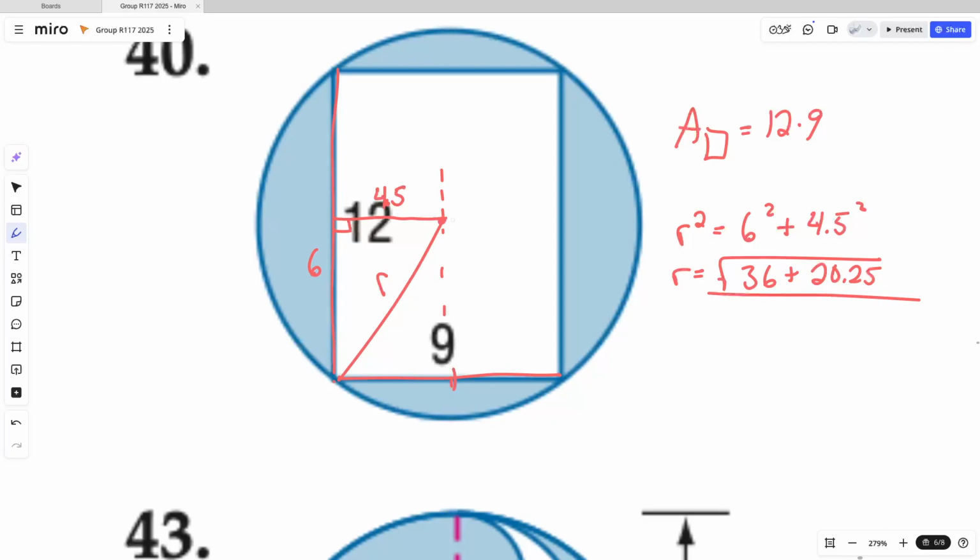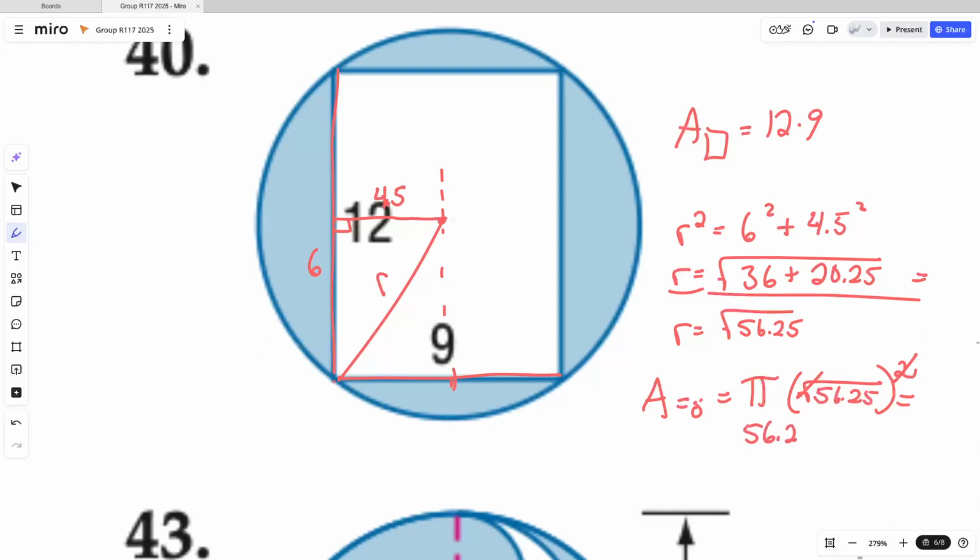But then the area of the circle, now that I have the radius, even though it's some terrible decimal, I'll just leave it like that for now. So area of the circle, pi r squared, and r is the square root of 56.25 squared. So that's kind of convenient. The square root and the square cancel out. So the area of my circle is 56.25 pi. All right, so final answer of the shaded region, it's that area take away 12 times 9.